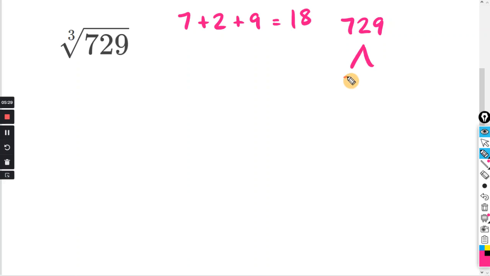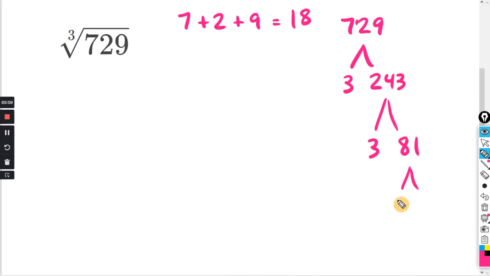Start with the 3. 3 into 7 goes 2. Carry the 1. 3 into 12 goes 4. And 3 into 9 goes 3 times. And this is also divisible by 3. 2 plus 4 is 6, plus 3 is 9, and I can divide 9 by 3. So 3 again. 3 into 24 goes 8 times. 3 into 3 goes 1 time.